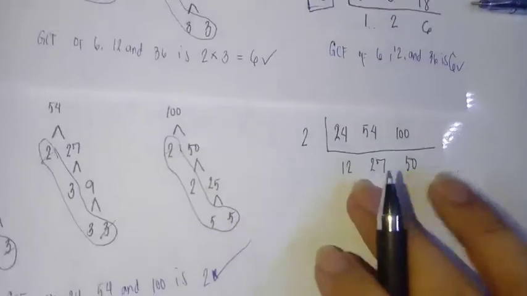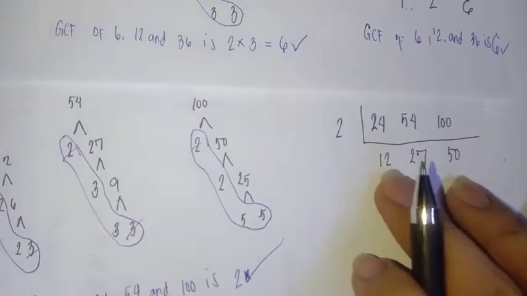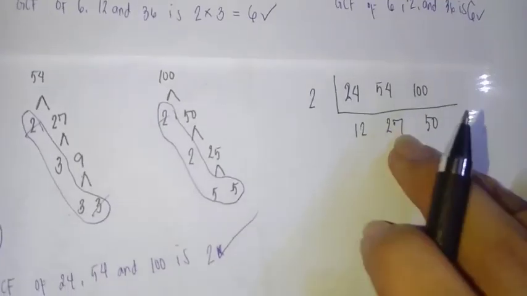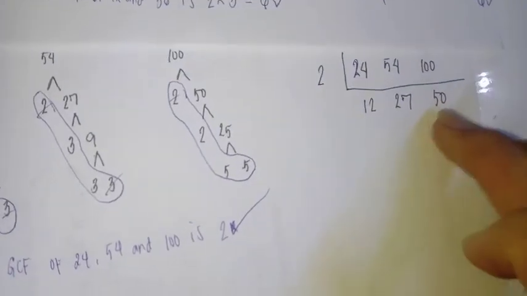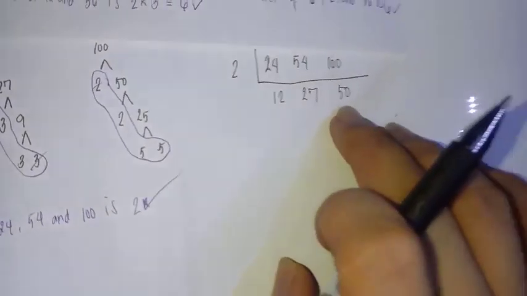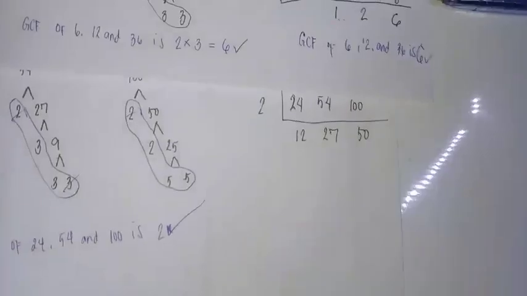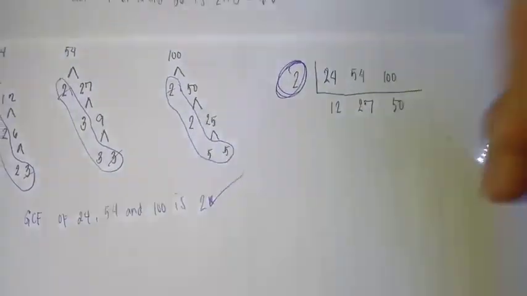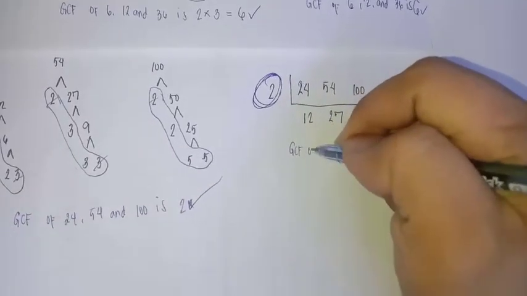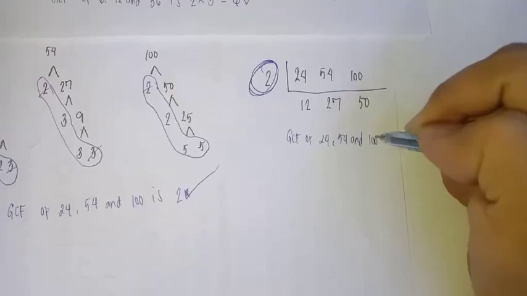So, meron pa bang number na pwedeng i-divide by these numbers without getting any remainder? 2 hindi pwede kasi 27 is an odd number. 3 hindi pwede, since the sum of digits ng 50 is 5, which is not divisible by 3. Hindi din si 4, si 5, si 6, so wala. So, we will end the division. Therefore, the GCF of 24, 54, and 100 is 2.